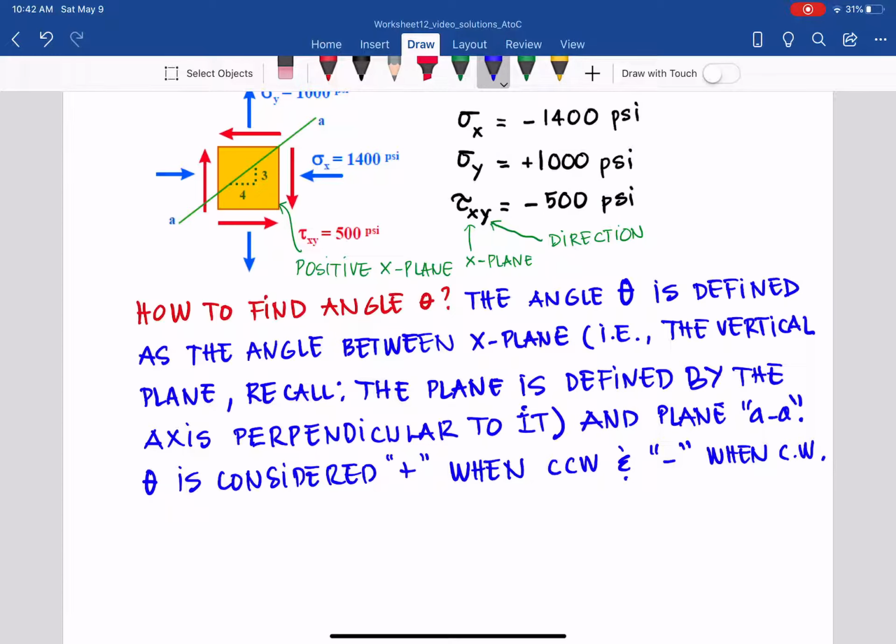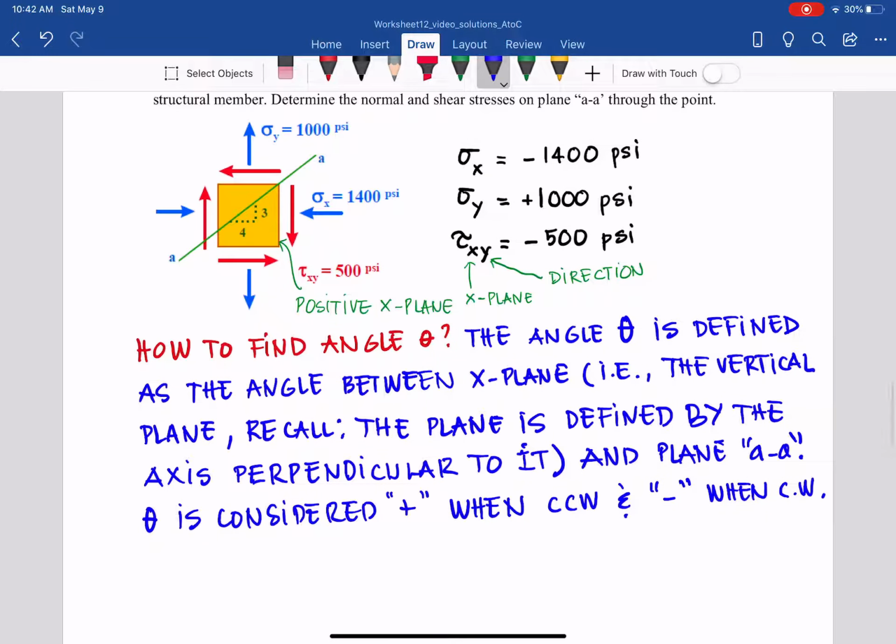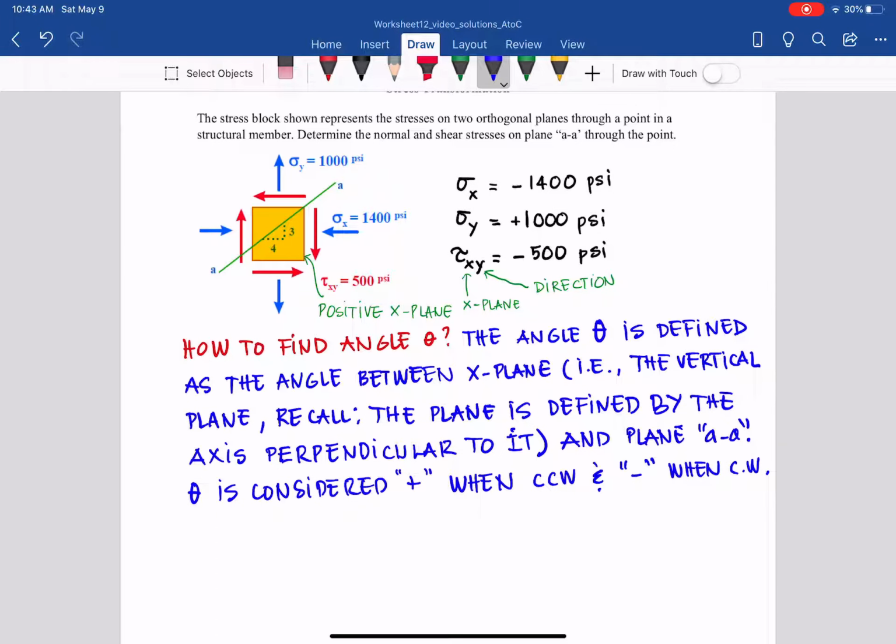Be careful not to get confused here, since later on the Mohr's circle uses a slightly different sign convention for the shear stress. But keep in mind that for the analytical method, theta is always defined by the angle between the original x plane and the plane AA. It is positive when that angle is counterclockwise, and negative when it is clockwise. So from that, how can we find the angle theta?